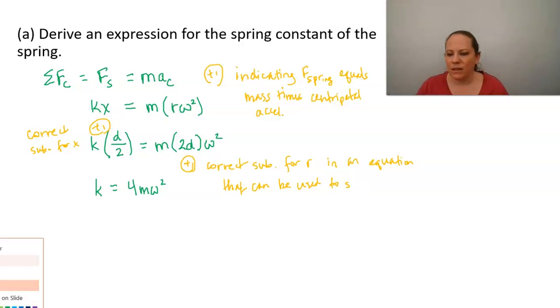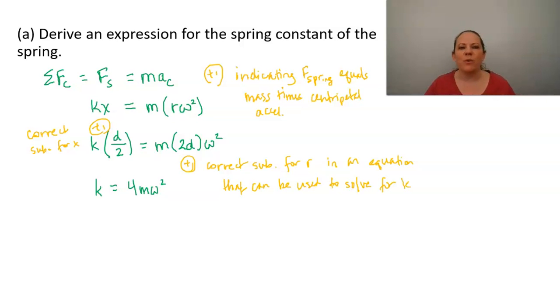Let's clean that up, make that look a little bit more legible. That almost looked like a D. There we go, to solve for k. So that's our 3 points for this part.